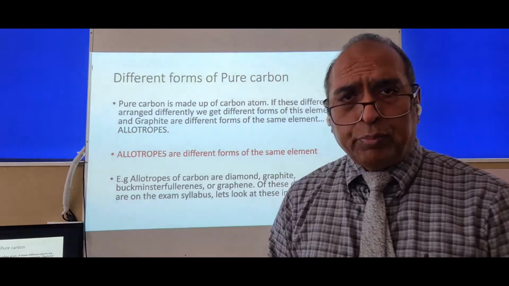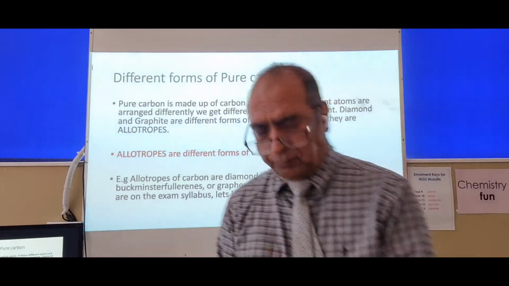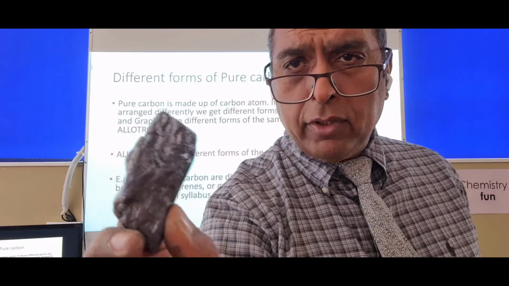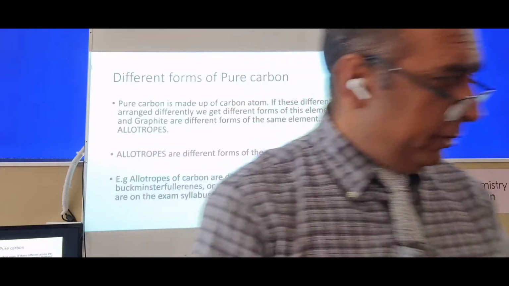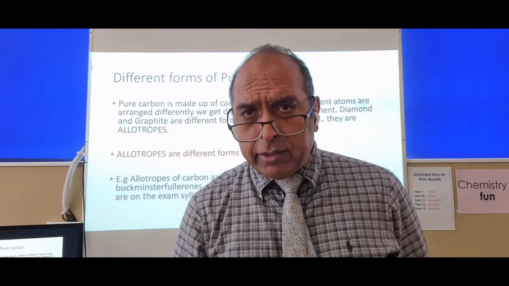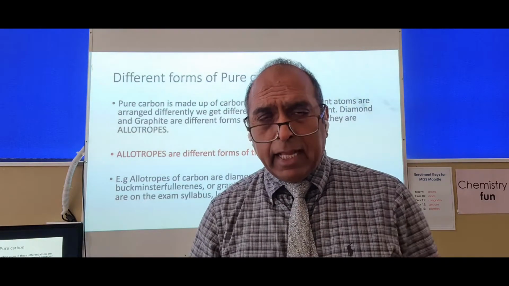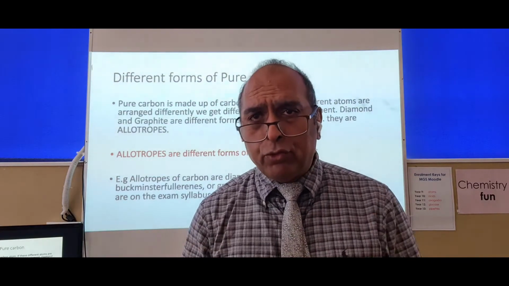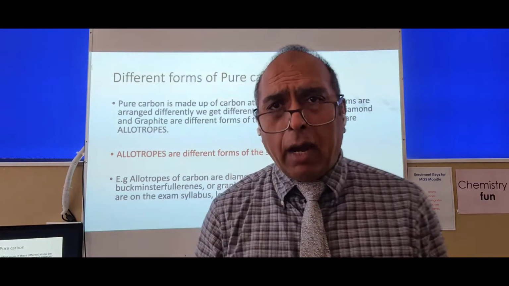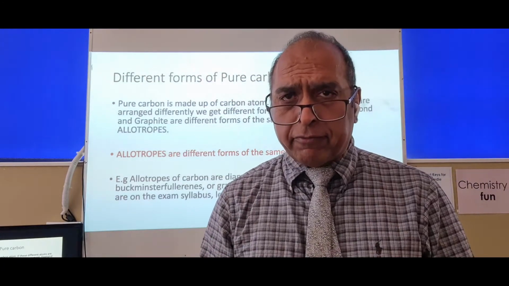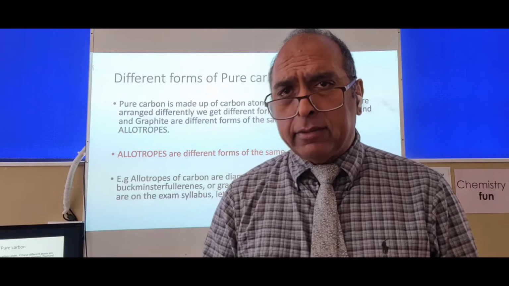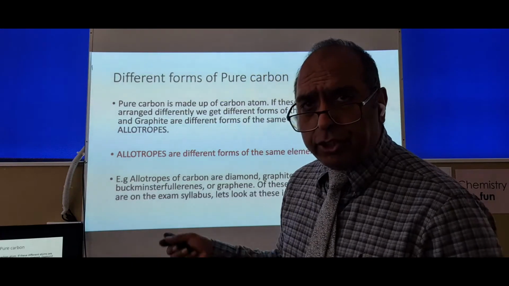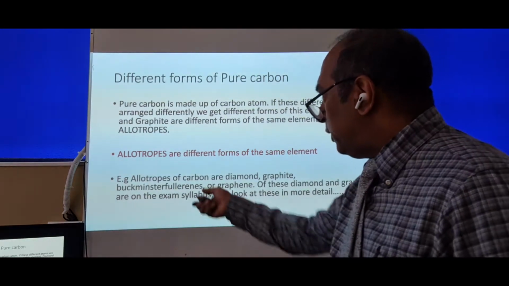Right, so pure carbon. This is pure carbon. That is a lump of graphite. That is pure carbon. Diamond is pure carbon. And graphite is very different to diamond. Yet both of those will be made up of carbon atoms only. So pure forms of carbon are diamond and graphite. And there's a new word which we want to teach you. It's that word there, that word allotropes.